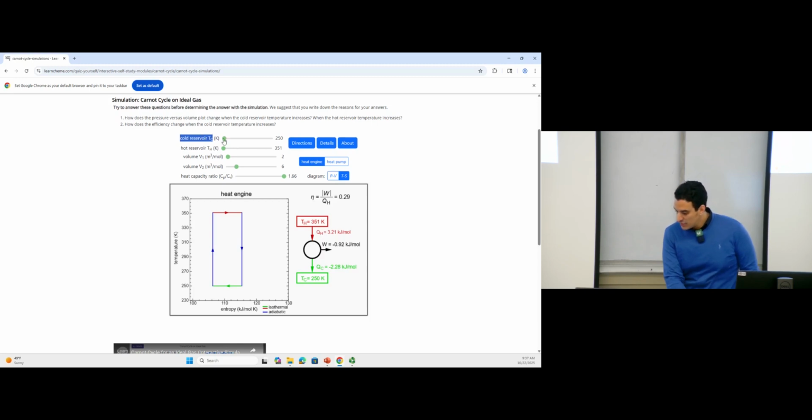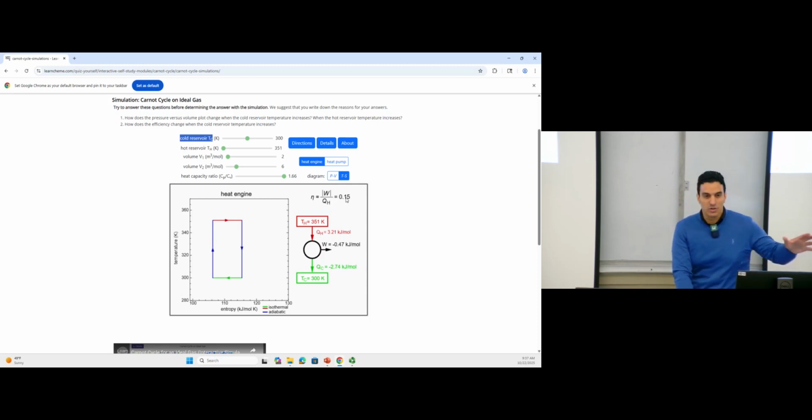So you can see here, if you increase TC, for example, make it 300, this area, this curve will change, this area will become smaller, and then the efficiency, instead of 29, now becomes 15%. Okay, so if you keep increasing the temperature TC, the lower temperature, what is happening to the efficiency?